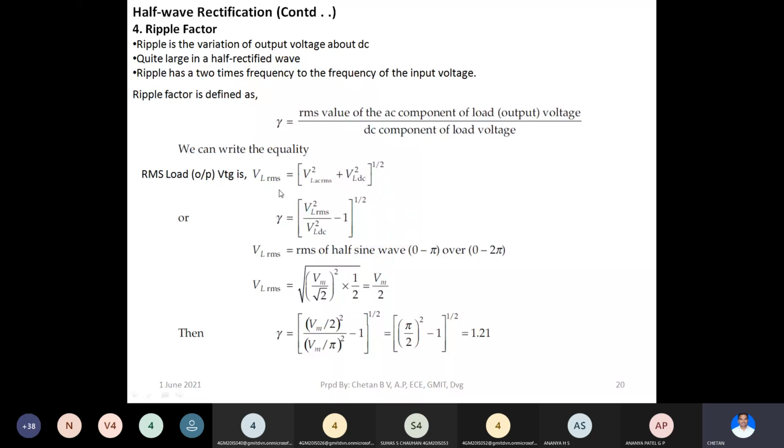After performing simplifications, we found out that the ripple factor gamma will be equal to the square root of (VL RMS square divided by VL DC square minus 1). Here, after some substitutions, we found out that the value of gamma for this half wave rectification is around 1.21, which is very high, which indicates that almost more than 100% of AC content is still present in the rectified output.